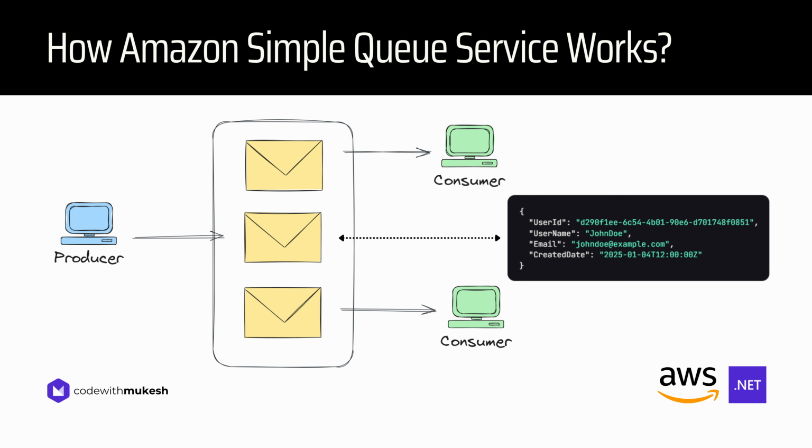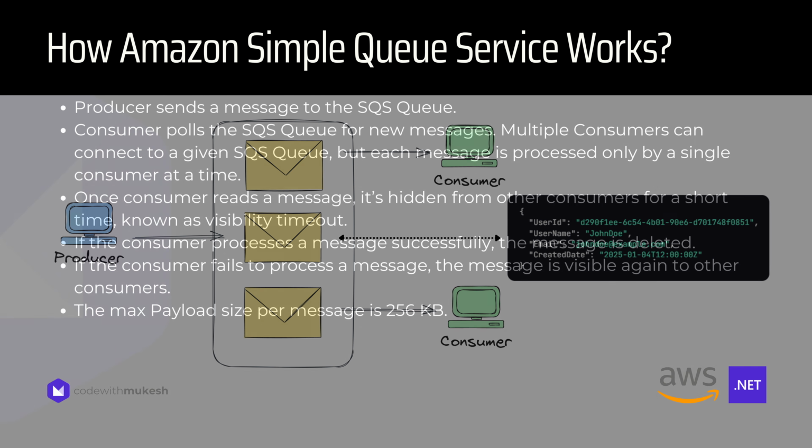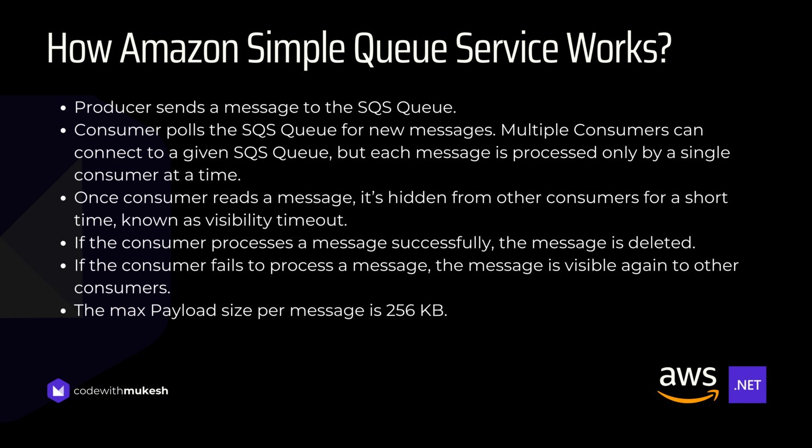Now, consumers can poll the queue to receive messages. Once a consumer retrieves a message, it is hidden from other consumers for a specific period of time, which is known as a visibility timeout. So during this timeout, the consumer processes the message. If the consumer is able to successfully process the message, it completes the task and deletes the message from the queue. But if the consumer fails to process the message within the timeout, because of any number of reasons, the message becomes visible again and can be retried by another consumer.